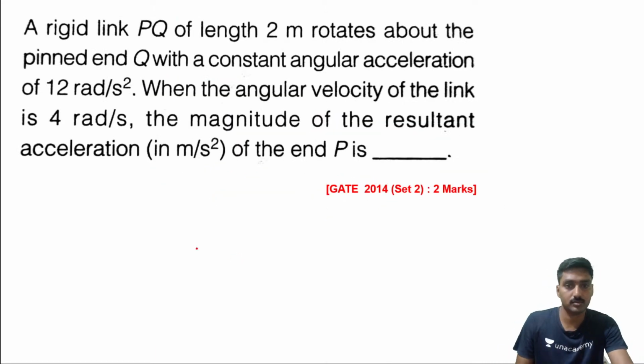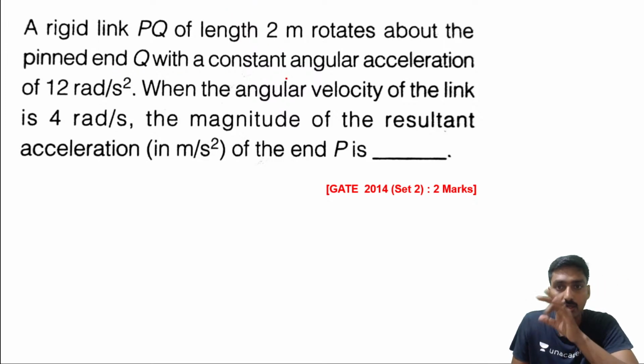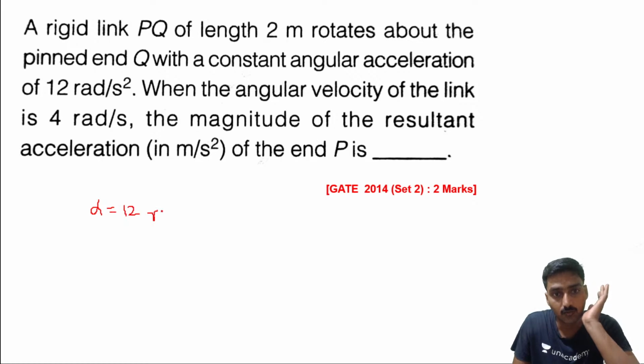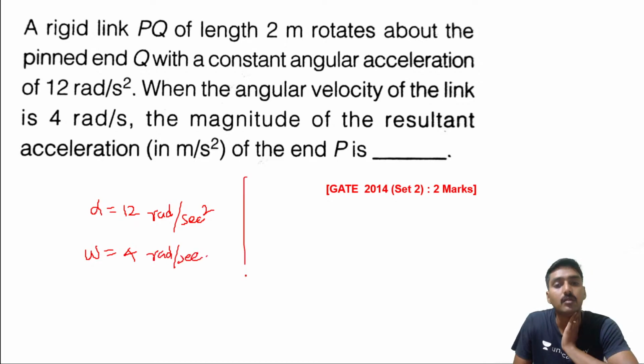Now, the link PQ, length 2 meter, rotates about the pinned end Q. The constant angular acceleration alpha is equal to 12 radian per second square, when the angular velocity of the link omega is equal to 4 radian per second. Now, length is equal to 2 meter.